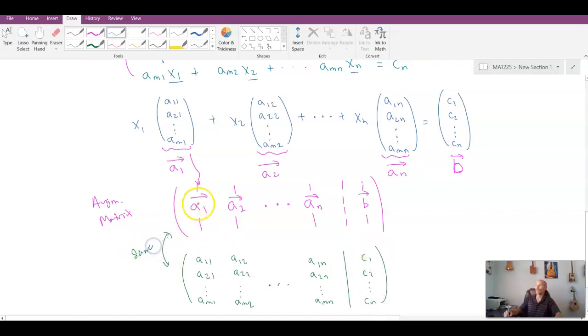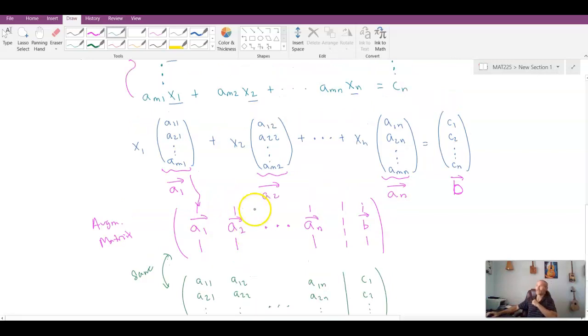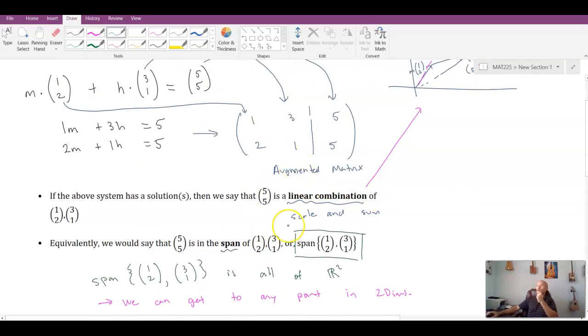One's just a little bit more compact in that we just say it has a bunch of vectors in it. So that's really what we want to get at here. In the next video, we'll elaborate a little bit more on linear combination and span. And if the span isn't all of R2, how do we determine what it is?